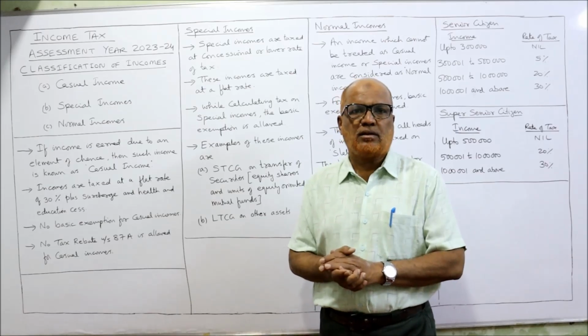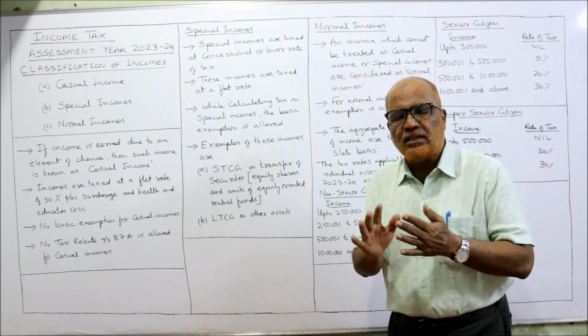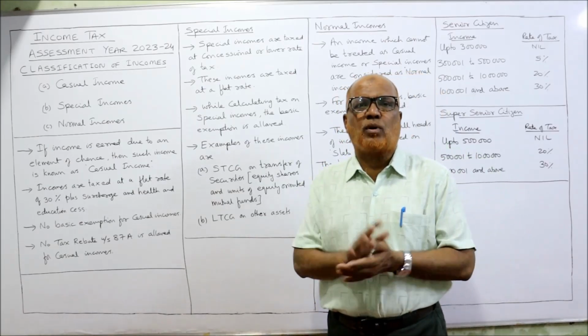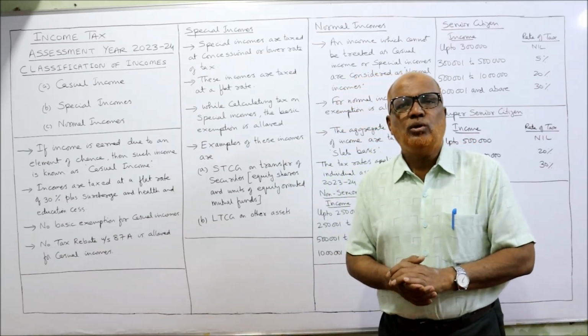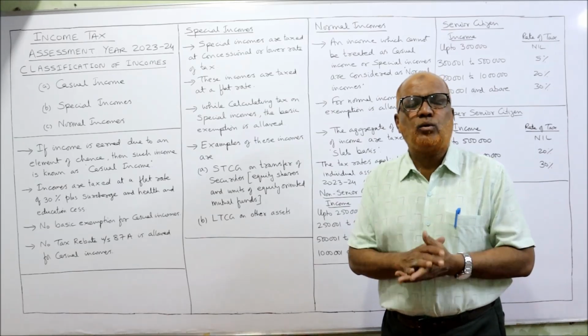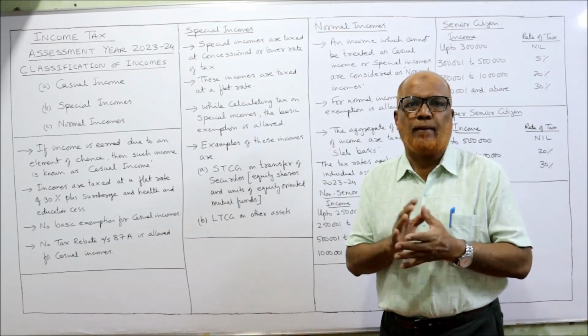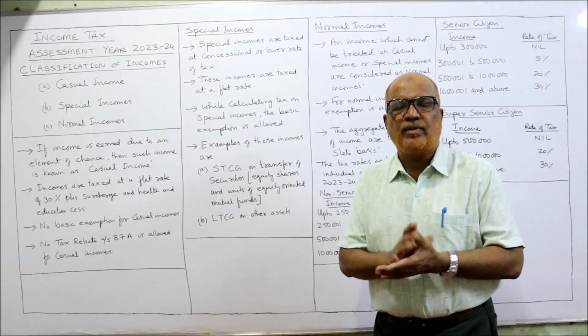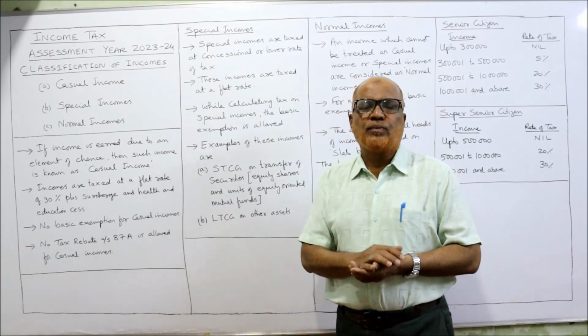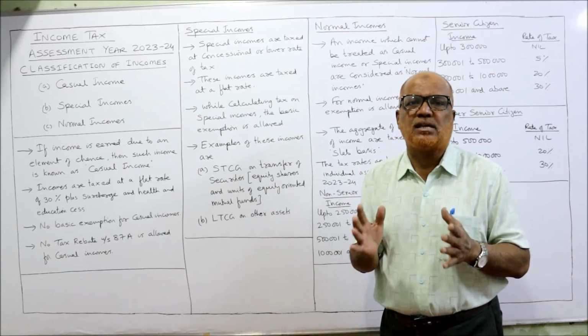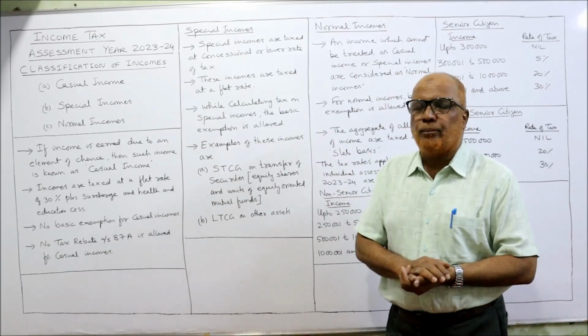You must know it. So watch the video till the end. There is no difference in these provisions from the last assessment year to this assessment year. So you can watch the video of assessment year 22-23 as well. If in this video on the board it is written as 22-23, just ignore it because the provisions are the same. Now, casual income.